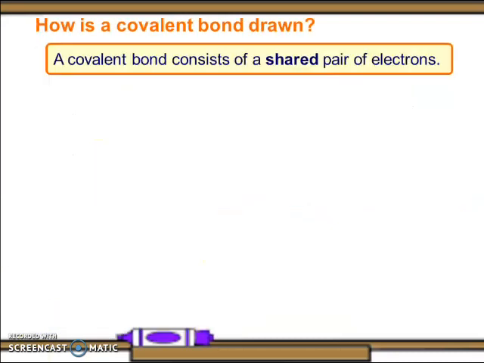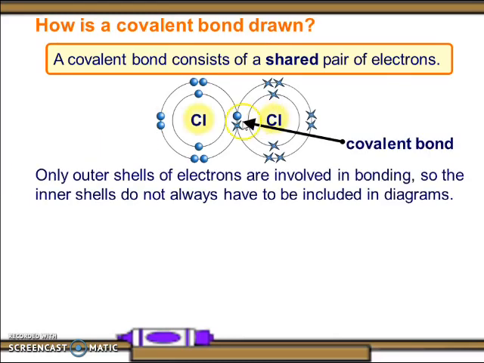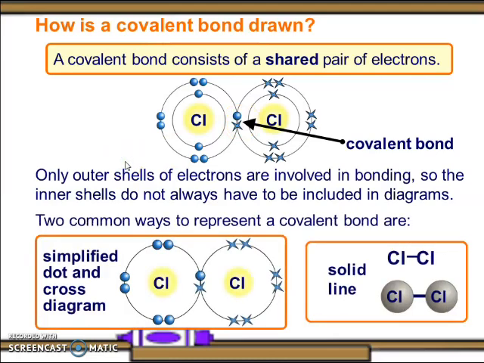How is a covalent bond drawn? A covalent bond consists of a shared pair of electrons. This is a covalent bond. Only outer shells of electrons are involved in bonding, so the inner shells do not always have to be included in diagrams. Two common ways to represent a covalent bond are a simplified dot and cross diagram and a solid line.